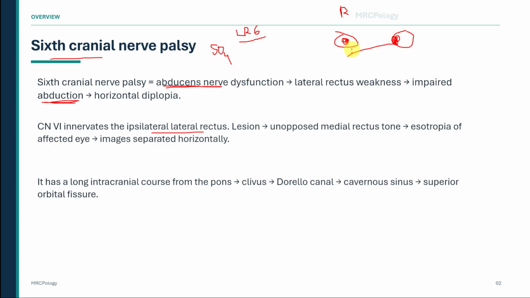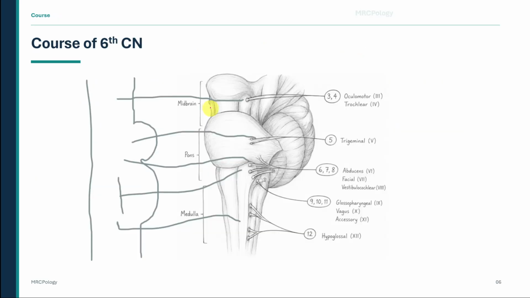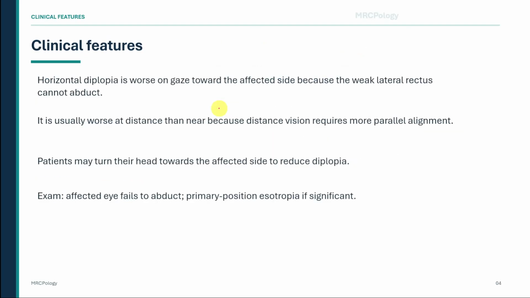It is also often worse for distance vision than near vision, because looking at distant objects requires the eyes to remain more parallel. A useful clinical clue is the head posture. Patients may turn their head towards the affected side to reduce diplopia. This brings the eyes away from the field of maximal weakness and helps them maintain single vision.